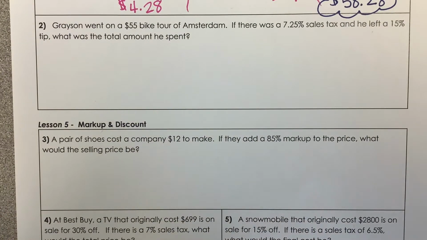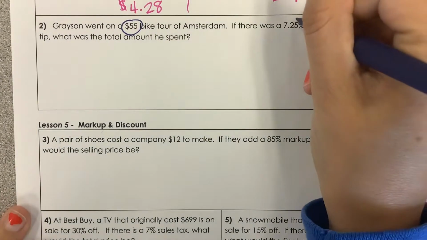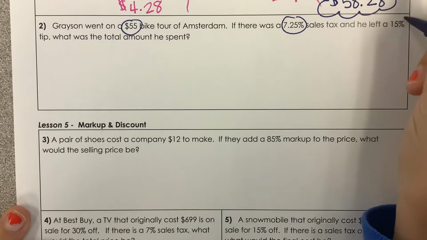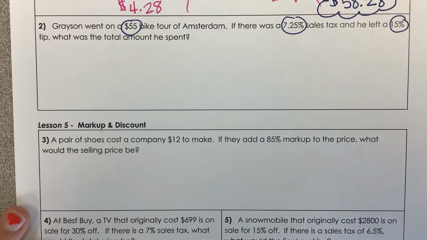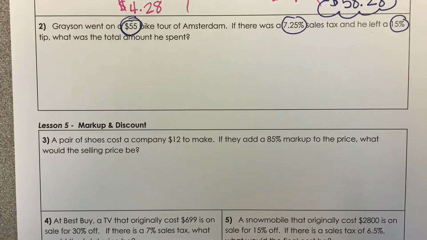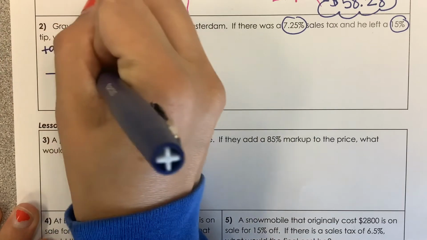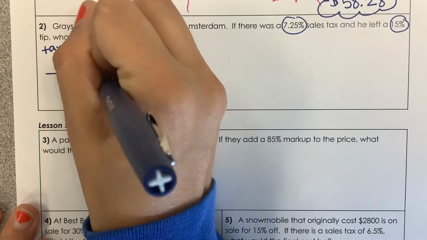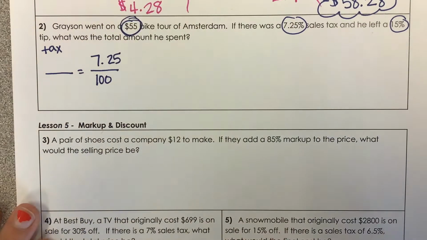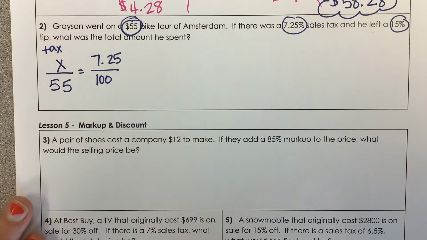All right, Grayson went on a $55 bike tour of Amsterdam. If there was a 7.25% sales tax and he left a 15% tip, what was the total amount he spent? Again, these both need to be on the original amount of $55. So we've got our tax that we're going to calculate first. Plugging in the percent part as 7.25. And the total amount is $55. We're solving for what would be the tax on that.